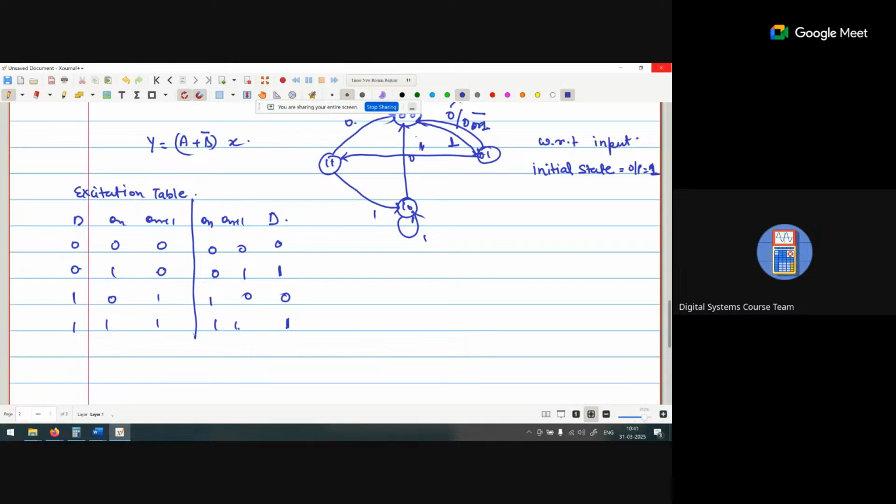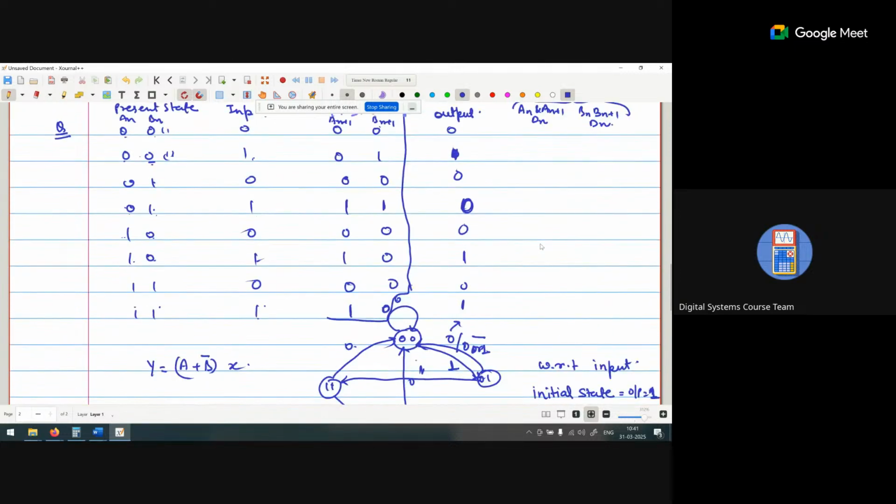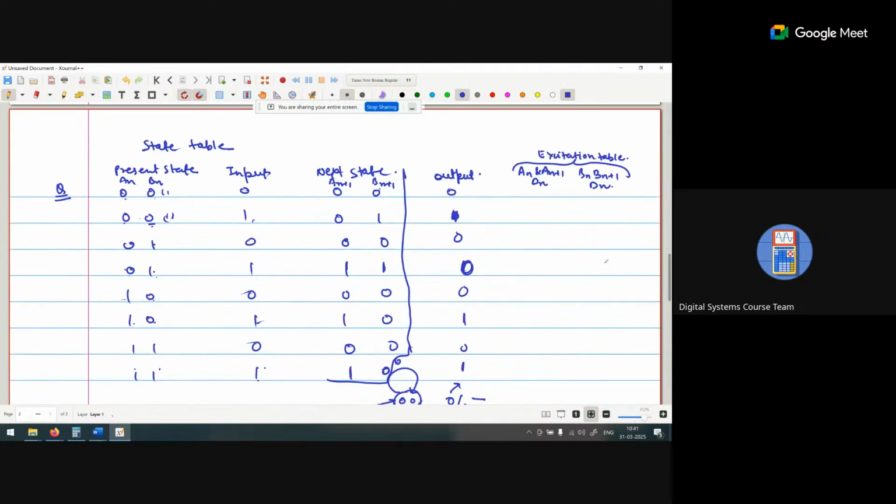Now can we draw the excitation table here? Present 0, 0, we are getting a 0. Again 0, 0, we are getting a 0. 0, 0, we are getting a 0. 0, 1, we are getting a 1. 1, 0, we are getting a 0. 1, 1, we are getting a 1. 1, 0, we are getting 0. And last 1, 1, we are getting 1. So this is the Dn for An and An plus 1.